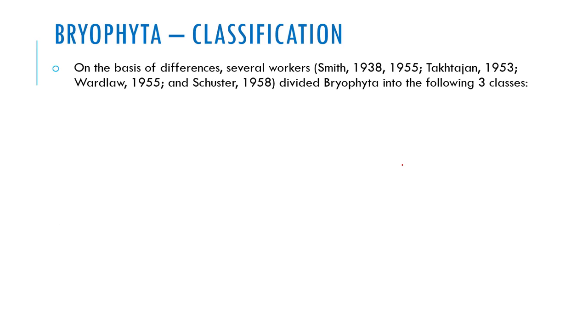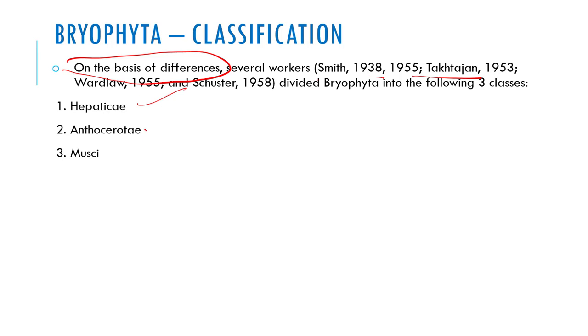So quite a few scientists, Smith and the famous Russian taxonomist Takhtajan, Wardlaw and Schuster, etc., divided Bryophyta into the following classes, because there were several differences between the Anthocerotales, and Jungermanniales and Marchantiales. So these were the three classes: Hepaticae, the liverworts; Anthocerotae, the Anthoceros or the hornworts; and Musci, the mosses.